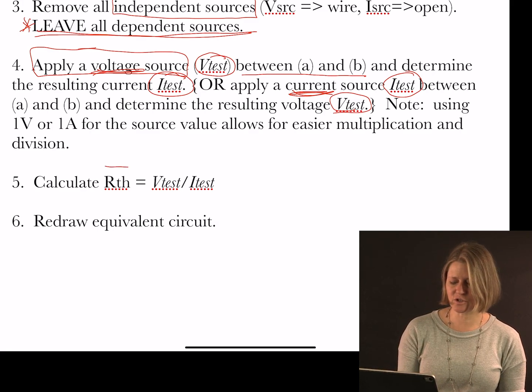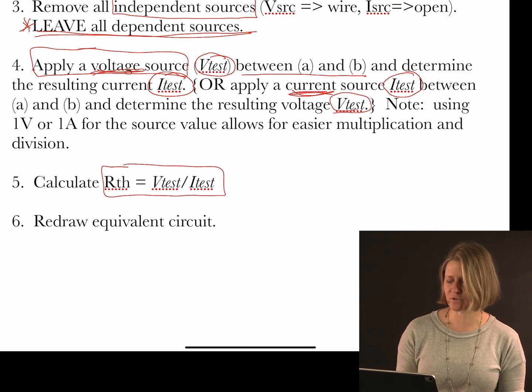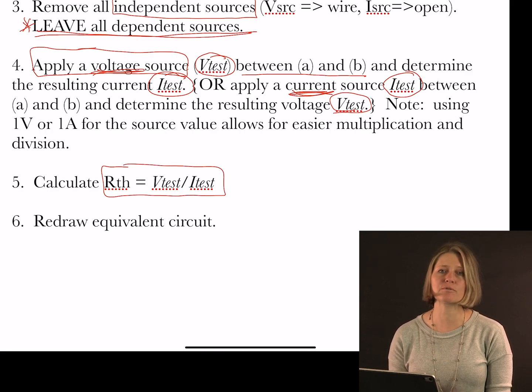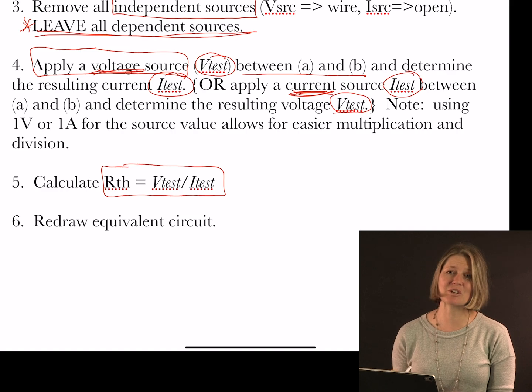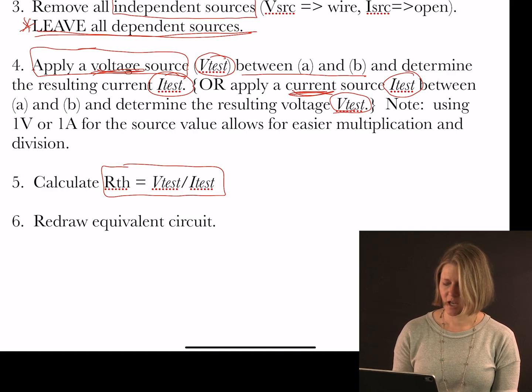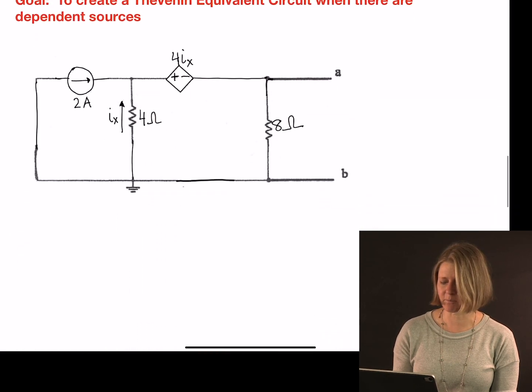The next thing you're going to do, once you find either I test or V test, is plug it into the resistance equation, V over I. So V test over I test. And now we can redraw the equivalent circuit.